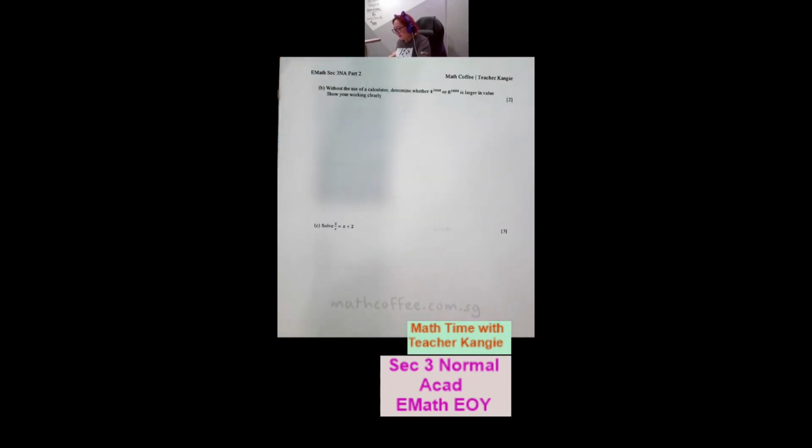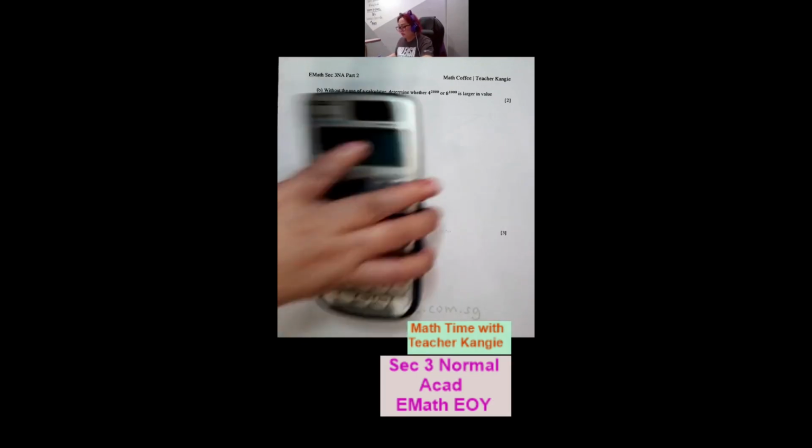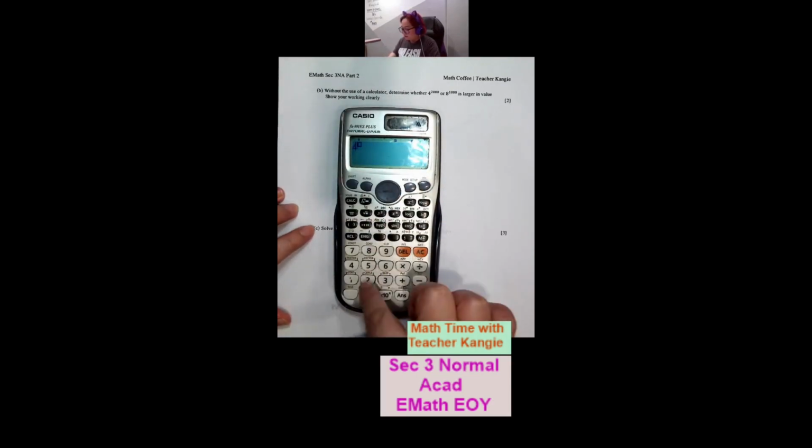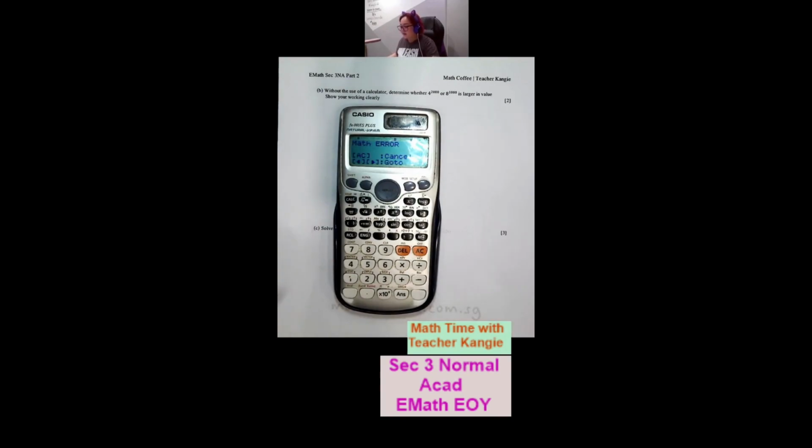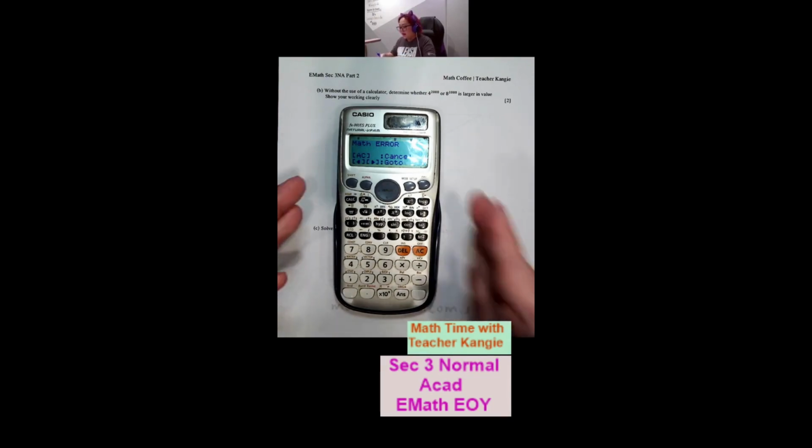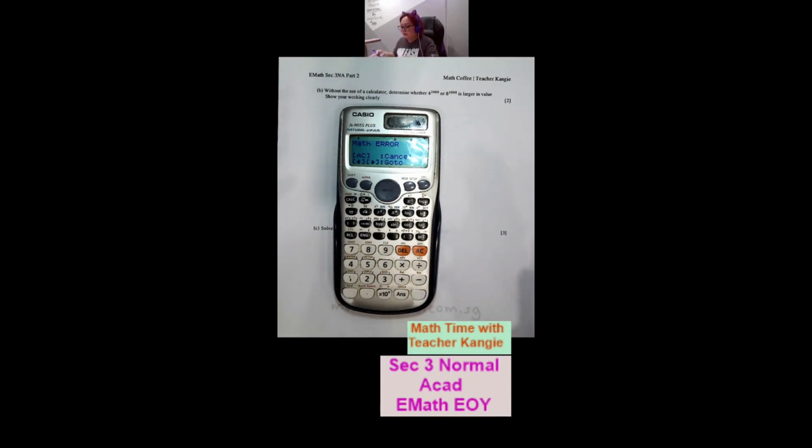This one, I think many students will be stuck. They ask, without the use of a calculator. If you want to use a calculator, most likely you also cannot because it's too big already. You see, 4 to the power of 2,000, the calculator gives me error. Error is not saying that this question has an error. It's just that our calculator has limited digits. So 4 to the power of 2,000 is too big. That's why it shows error.